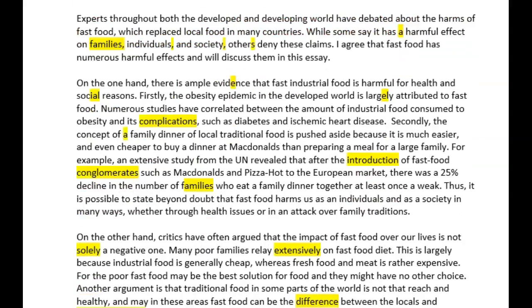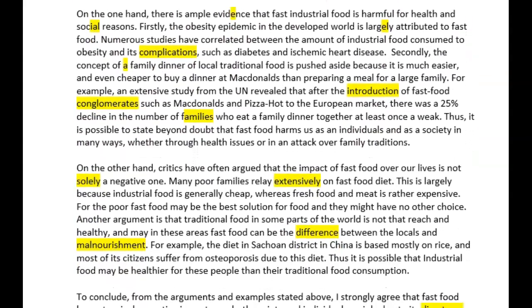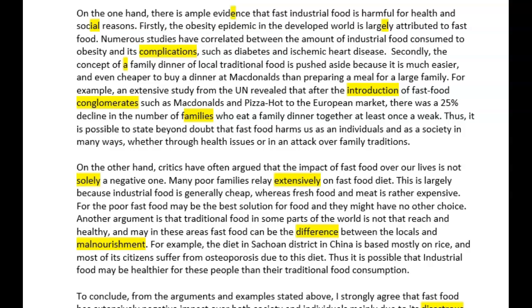So let's see what you said in the body paragraphs that follow. On the one hand, there is ample evidence that fast industrial food, I don't know why you call it industrial, just call it fast food, that fast food is harmful, there's harmful again, for health and social reasons. It's harmful for health. Okay. Firstly, the obesity epidemic in the developed world is largely attributed to fast food.